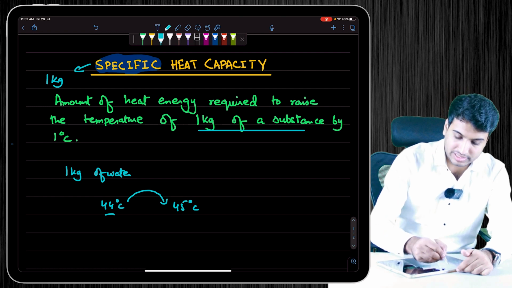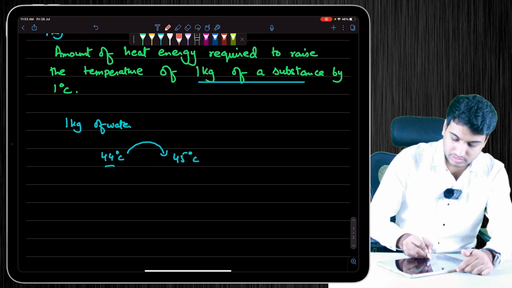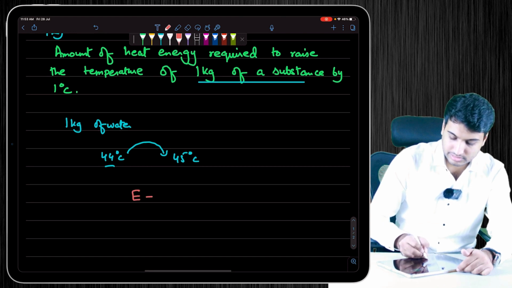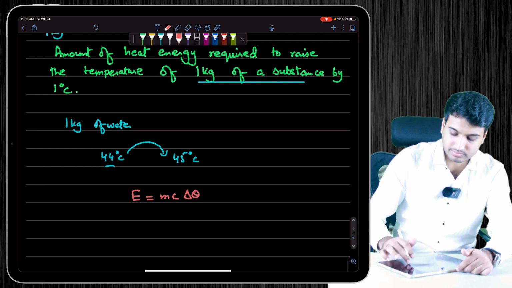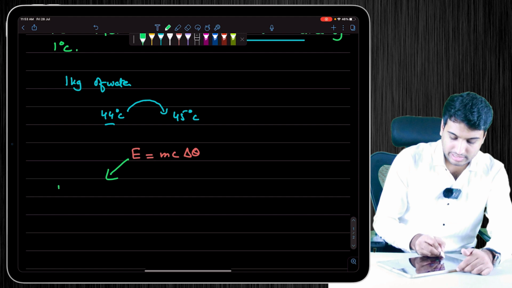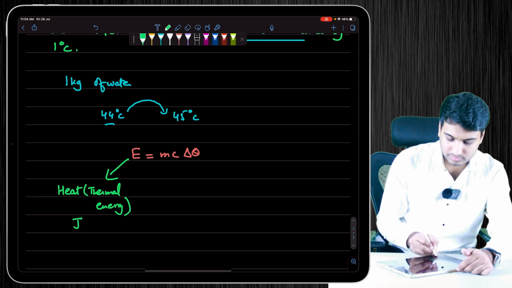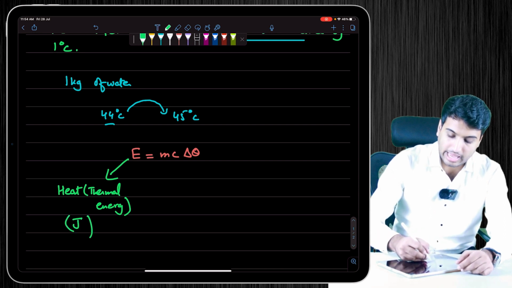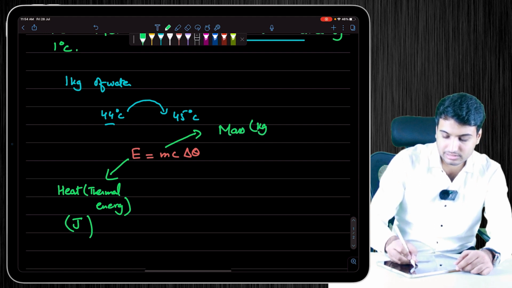Alright, so the formula of specific heat capacity is E equals mc delta theta, where E represents heat or thermal energy, which is measured in joules. m represents mass, which is measured in kgs.